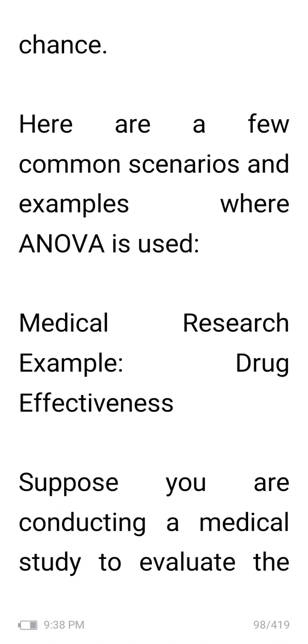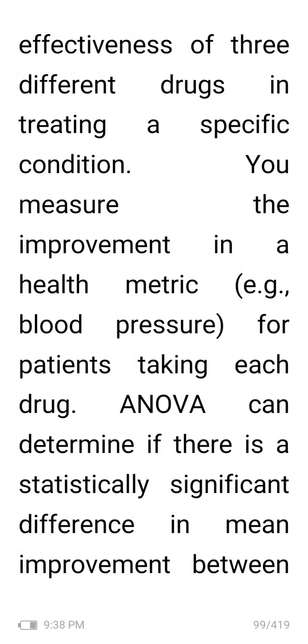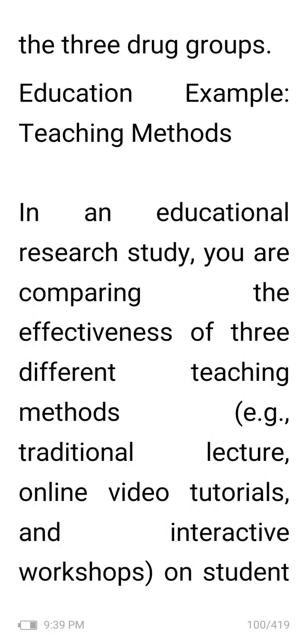Medical research example: drug effectiveness. Suppose you are conducting a medical survey to evaluate the effectiveness of three different drugs in treating a specific condition. You measure the improvement in a health metric, for example blood pressure, for patients taking each drug. ANOVA can determine if there is a statistically significant difference in mean improvement between the three drug groups.